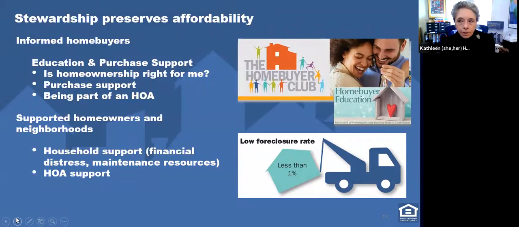And we also want to make sure they understand what it means to be part of an HOA, because many of the developments that we're building now have homeowners associations or condo associations in them. We also provide a lot of post-purchase support. If any homeowners in our program start to experience financial distress or they need help maintaining their home, we provide resources, and we do some case management to make sure that they get back on their feet and get the help that they need. As a result, we have an extremely low foreclosure rate, less than 1%. That's the lowest of any homeownership program in Kenya.